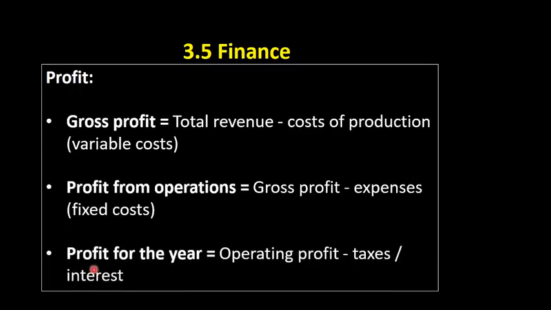That's just to confirm the different profits that you need to know: gross profit, profit from operations, and profit for the year. And this is how they are calculated. Gross profit is total revenue minus variable costs, cost of production. Profit from operations is gross profit minus expenses. And profit for the year is operating profit minus any taxes or interest.